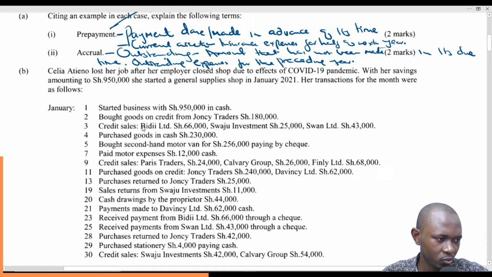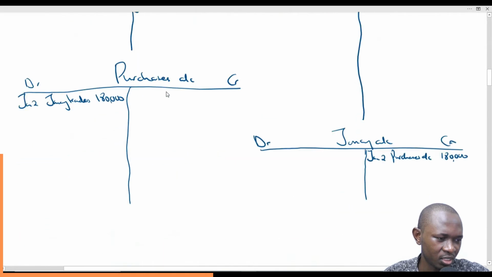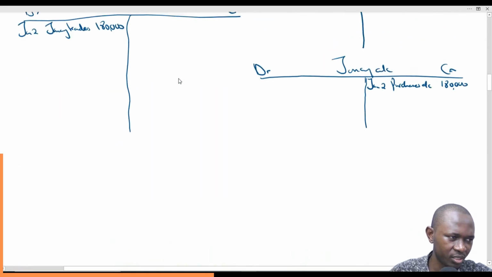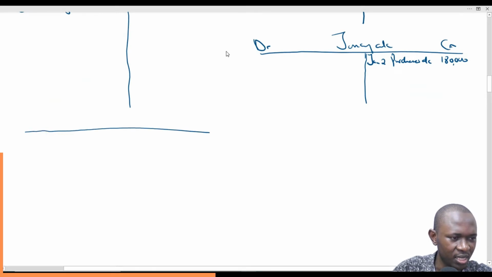Then we go to the third item. Credit sales. BD Limited 66,000. Then we also sold. Credit sales, it means we sold on credit. So BD Limited 66, Swaju Investment 25, and Swan Limited 43. So credit sales, will come here and open the credit account. We'll come here, open the credit account like that.